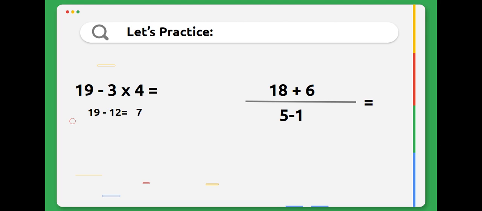If you don't go in the right order according to these steps, you're going to get a number that isn't correct. Because if I'd done this instead, 19 minus 3 is 16 times 4, that would not have gotten me 7.